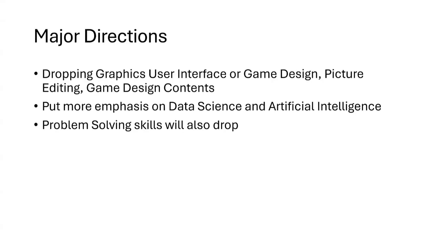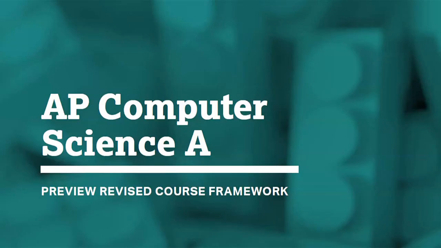So the major direction is dropping graphical user interface, game design, or picture editing contents, and putting more emphasis on data science and artificial intelligence. And the problem-solving skills emphasis will also drop. These are 3 major directions. So after this revision, AP CompSci A will no longer be training students for competitive programming.